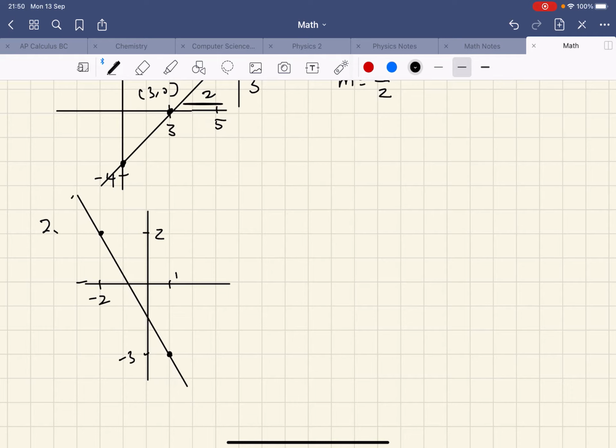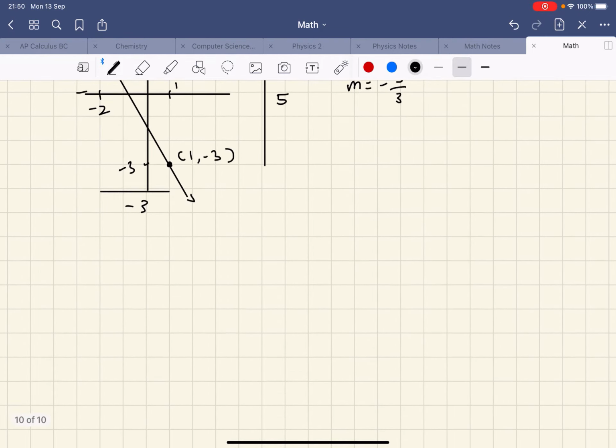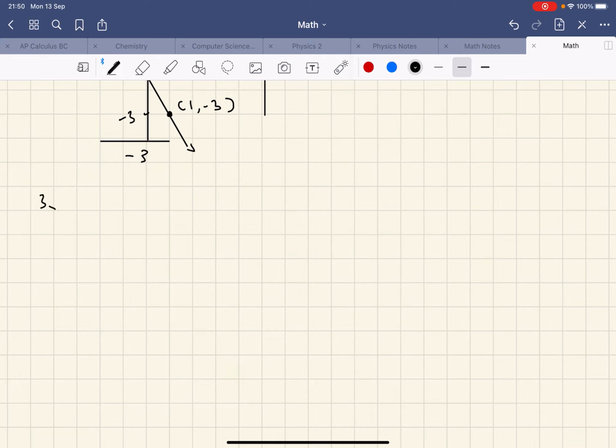So here's a line, and this point is (-2, 2). This point is (1, -3). Then the rise is going to be y2 minus y1, which is -5, and the run is going to be x2 minus x1, which is 3. So the slope is going to be rise over run, negative 5 over 3, right? Simple as that. Let's do another type of question like this.